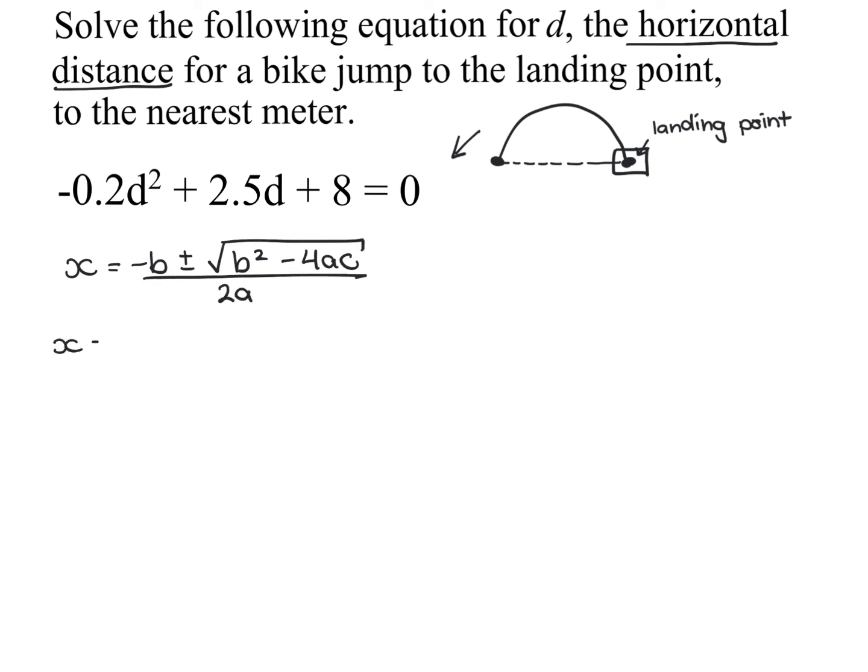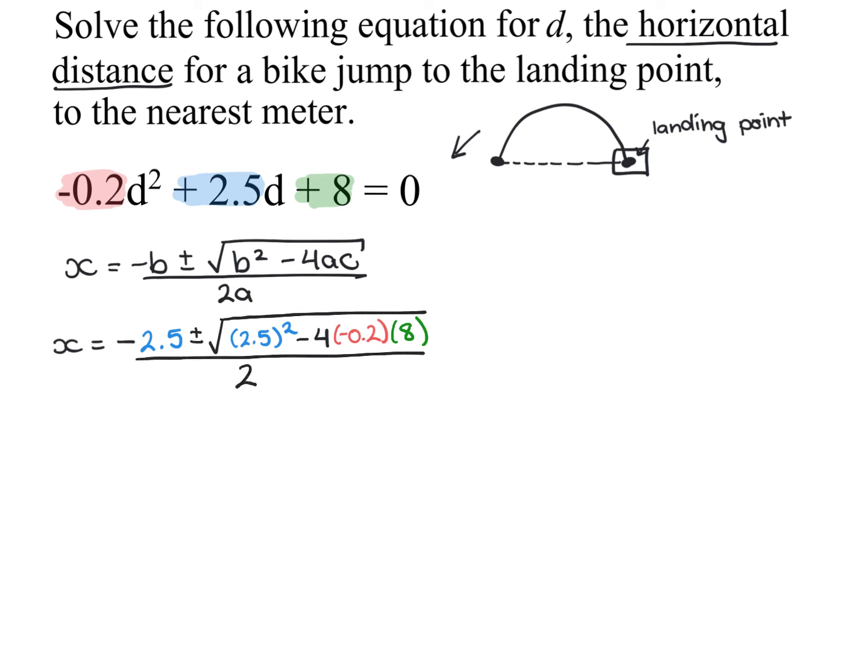And now I'm just going to substitute the A, B, and C. So the B here happens to be 2.5, so negative 2.5 plus minus square root, and 2.5 squared minus 4. And A happens to be negative 0.2, so in brackets I'm going to write negative 0.2. Close bracket, and C happens to be positive 8, so I'm going to write positive 8 in the second bracket. All of that over 2 times negative 0.2, close bracket.